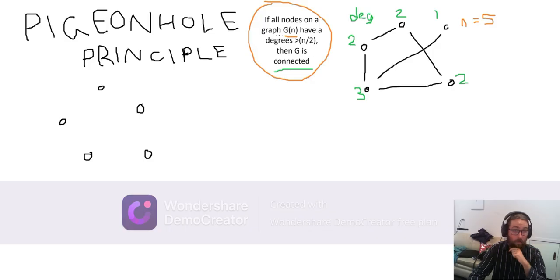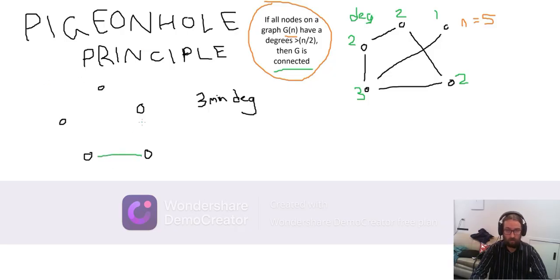Now the rule says that every node has to have a degree of at least n over 2. So everything has to have a degree of at least 2.5. So we're going to say 3 is the minimum degree, which means that every node has to have at least 3 other nodes connected to it. And it says here that G is going to be connected. So I'm going to try and make G not connected. I'm going to fail, but we're going to see why I fail.